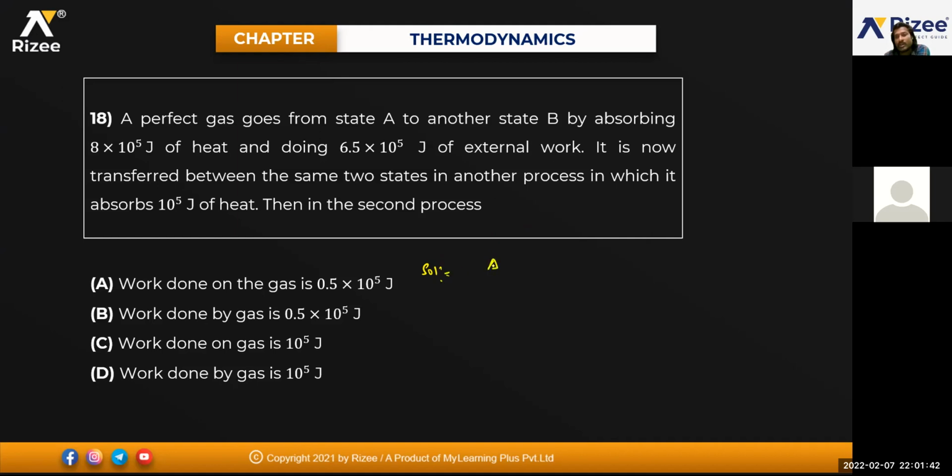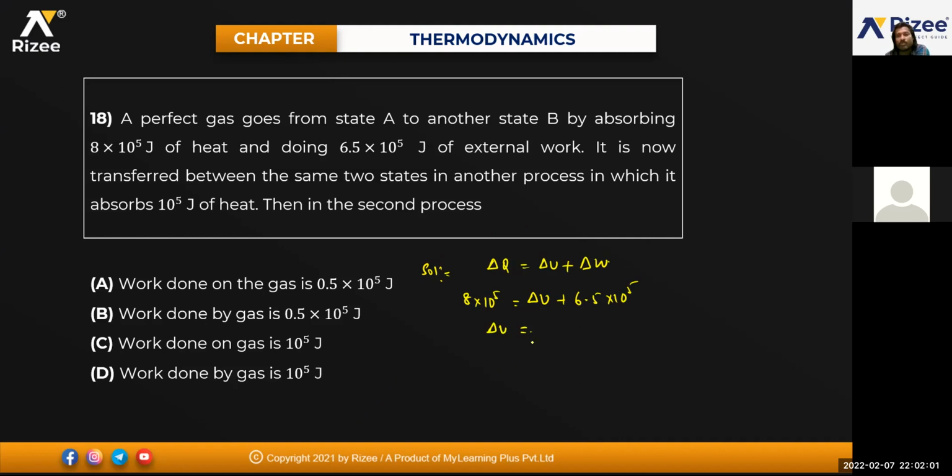So in this one, first law of thermodynamics, delta Q is equal to delta U plus delta W. Delta Q is given as 8 into 10 to the power of 5. That is equal to delta U plus this one is how much for me? 6.5 into 10 to the power of 5. So from this one, you find out the internal energy.